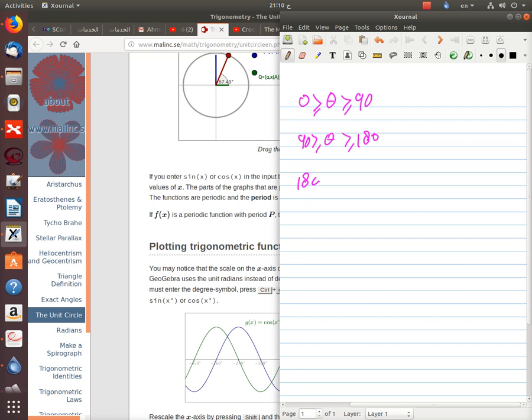or from 180 to 270, or from 270 to 360, or from 360 to something more. Let's say 90, so we're gonna have 450, and the list goes on. The angles get bigger and bigger. Notice that these angles are repeated from this one here.